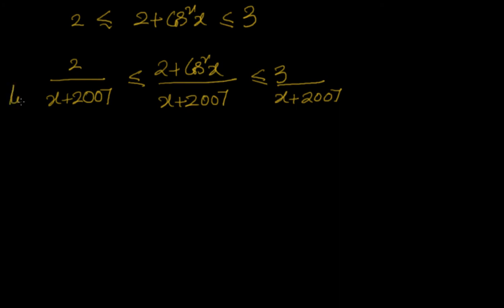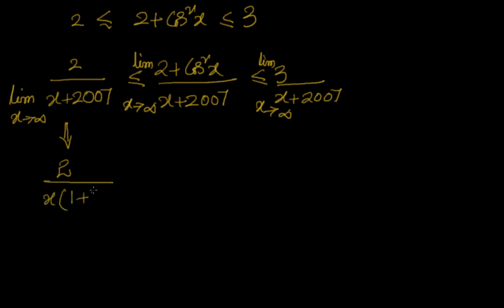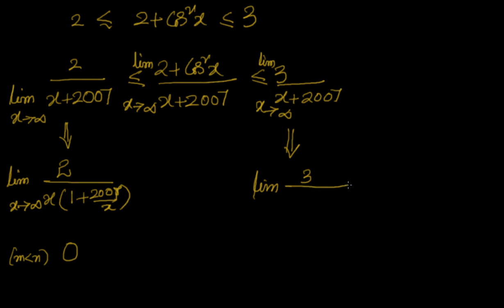Let's apply limit on that. We will say limit x tends to infinity for this, and also limit x tends to infinity for this, and also limit x tends to infinity for this. Now what is the value of limit x tends to infinity of 2 by x plus 2007? In the numerator the power is 0, and in the denominator it is 1, so I will take it as 2 by x into 1 plus 2007 by x. So limit x tends to infinity. Now you see that the denominator power is more than the numerator. That means this value will be equal to 0. We have already seen that this is the case where m is less than n, so it should be 0. Now also if you see this one, this is also equal to 0. Limit of 3 by x into 1 plus 2007 by x. That's nothing but equal to limit of 3.